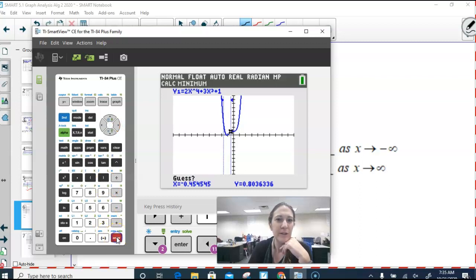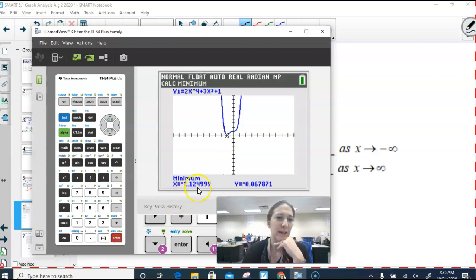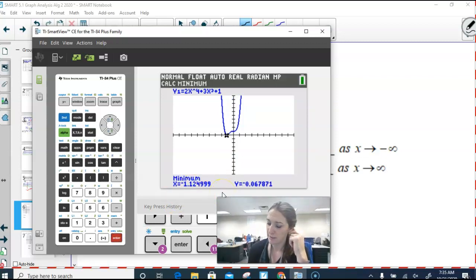Good enough. And those two blue lines are surrounding your minimum value. So that's how we know we've done that part right. Hit enter one more time when it says guess. And we need to write down this value, which I'm going to write down on my paper. -1.12, -0.07. We'll round to the hundredth place.